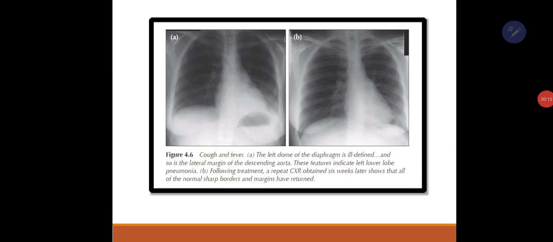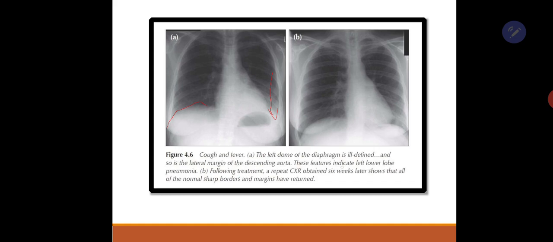Let's look at this example. Cough and fever. The left dome of diaphragm is ill-defined. See, this is where the left dome of diaphragm should be, and it is ill-defined. You can see there is no clear division as you see on the right side. It is not very clearly defined, and so is the lateral margin of the descending aorta. These features indicate left lower lobe pneumonia. So this is typically seen in left lower lobe pneumonia.